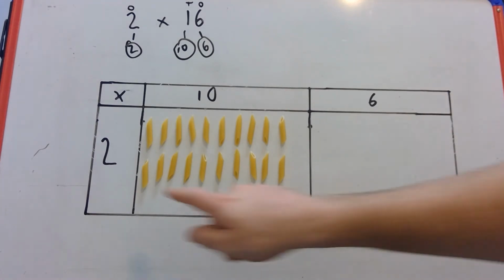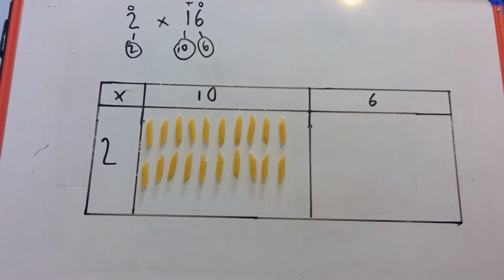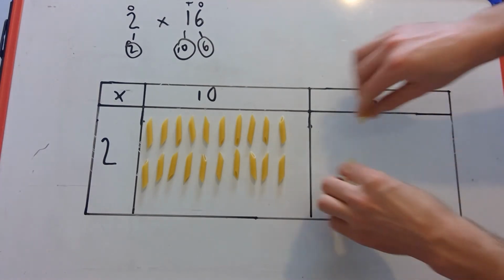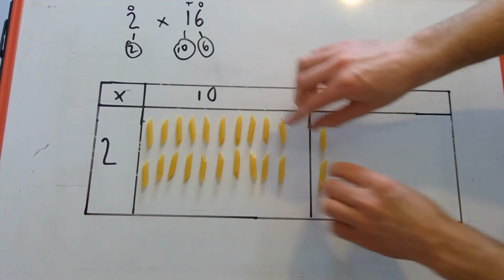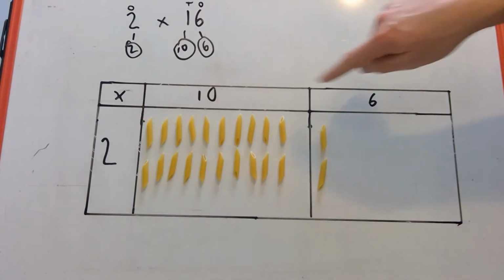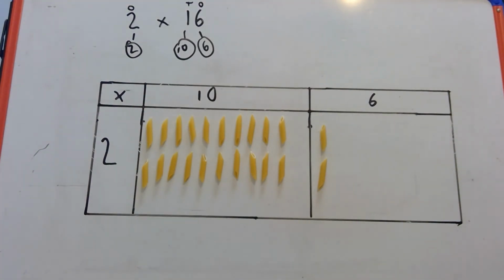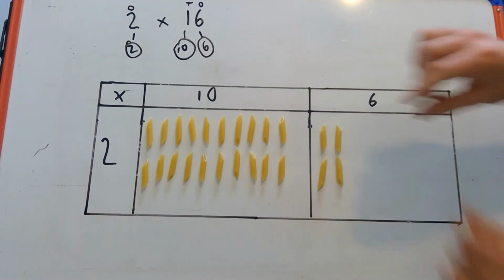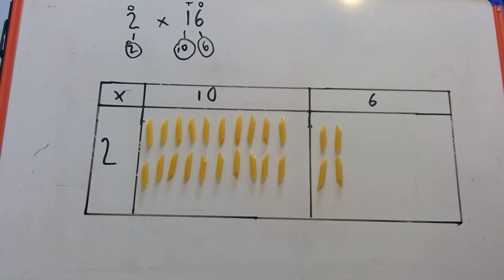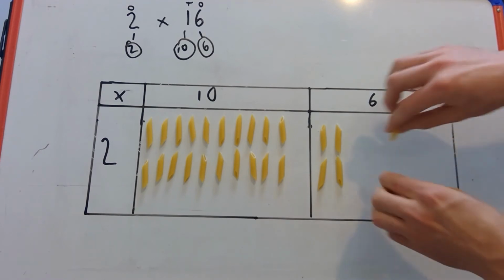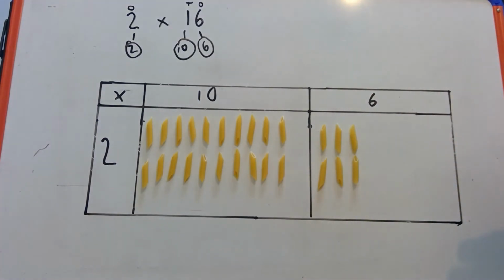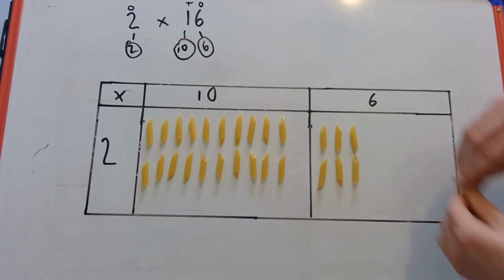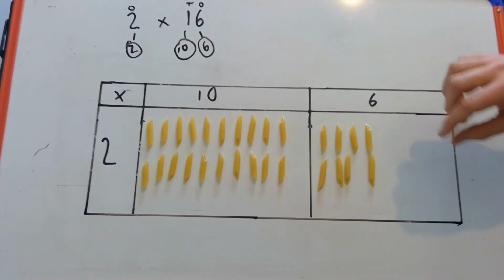Our second one is 2 times 6. So again, 2 rows, because that's our number at the side. Our first number, 2 times 6. 2 is our rows. 1, 2. So that's our first column. That's our second column. 3, 4, oops.